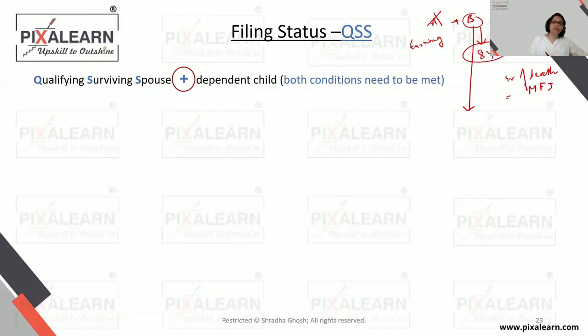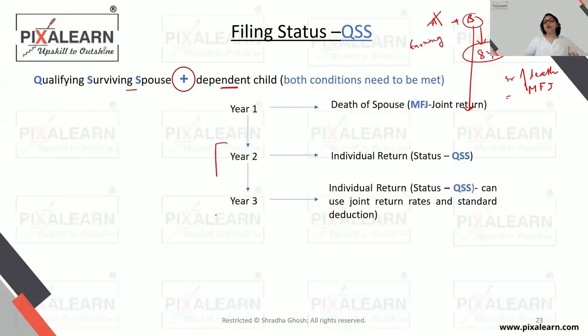So what is a qualifying surviving spouse? You are a person whose spouse has died and you have a child who's dependent on you. So both conditions have to be met. You must have a spouse who died and you have a child who's dependent on you. In that case, please remember it is not applicable in the year of death, because in the year of death, you are going to file a married filing jointly return. But for 2 years subsequent to the year of death, if you have a dependent child, you can use married filing jointly rates.